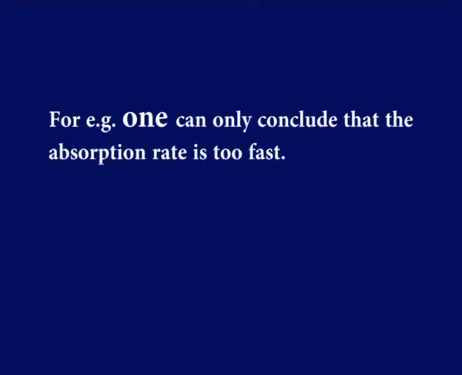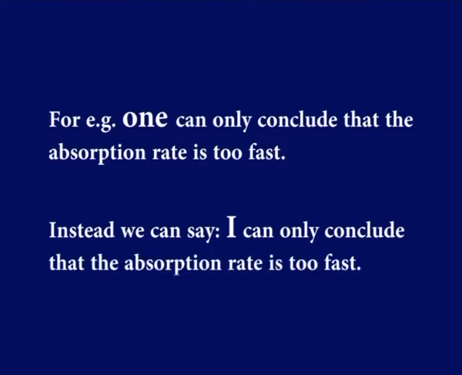Many people think they should avoid the pronoun I in technical writing. Such practice, however, often leads to awkward sentences with people referring to themselves in the third person as one or as the writer instead of as I. For example, one can only conclude that the absorption rate is too fast. Now here instead we can say, I can only conclude that the absorption rate is too fast.